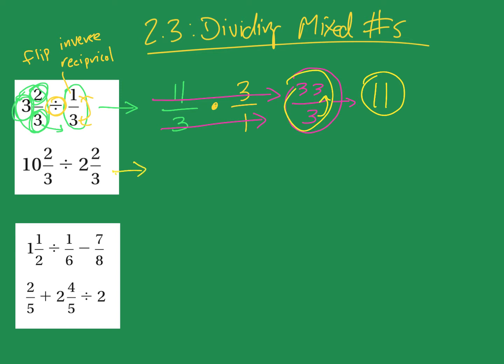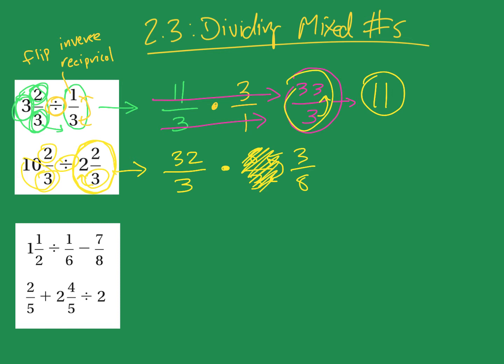So the same thing down here. 3 times 10 is 30, plus 2 is 32. Denominator stays the same. Change this to multiplication. So now we're going to turn this into an improper, and then we're going to flip it. Okay, so 3 times 2 is 6, plus 2 is 8. And then we leave the denominator the same. Okay, so now we're going to flip this, since I already changed it to multiplication. So 8 over 3 becomes 3 over 8. So I'll sort of scribble that out of the way.